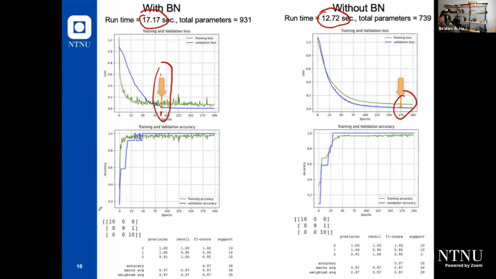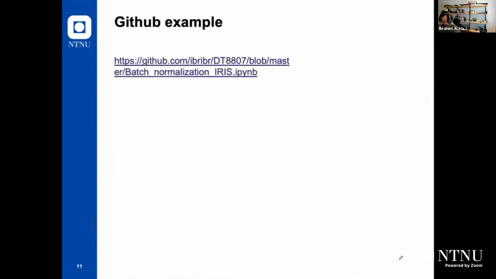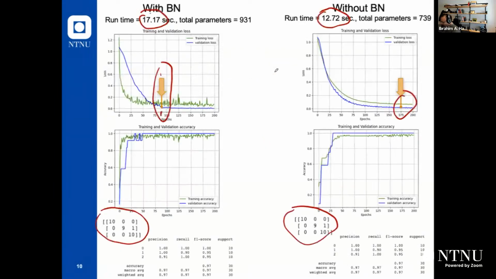This is the confusion matrix for the test set. This is the classification report. We have almost the same numbers. If you want to go to the example in GitHub, you have this link. You can run the example and try to dig deeply into it. Any questions about batch normalization?